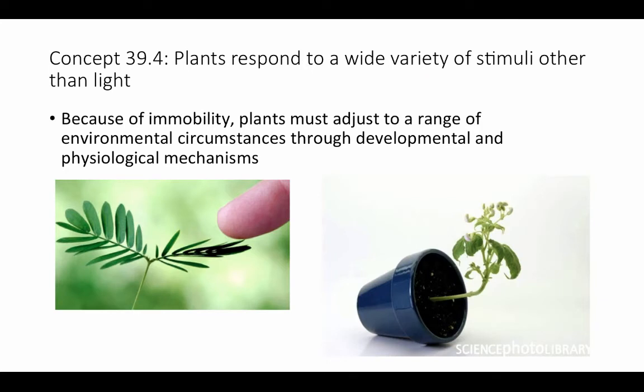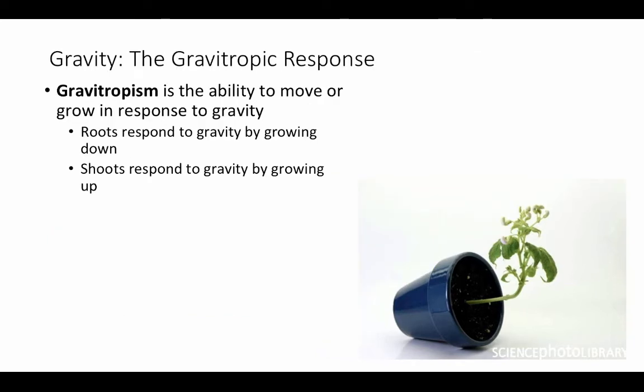So it's not just light that plants respond to. There are a large number of things that they're going to need to respond to in their environment. And because plants can't get up and move around and take direct actions on their environment, plants must adjust to a range of environmental circumstances, and they need to do this through developmental and physiological mechanisms. They need to change something about themselves to be able to adjust to these environmental conditions. So let's first take a look at how plants respond to gravity.